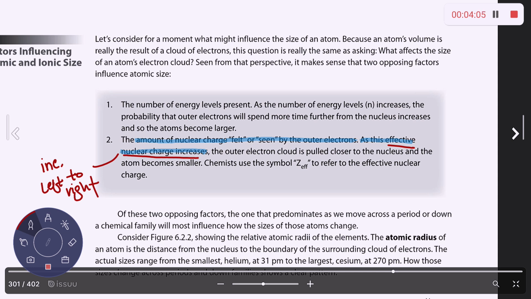At the same time, as you move left to right, you will put electrons in the exact same N. That means those electrons will feel that nuclear charge, or that pull from the protons, more and more as you move from left to right, and your atomic radius will decrease. Effective nuclear charge is often abbreviated as ZEFF. So let's take a look at the image of the atomic radii in the picture down below.